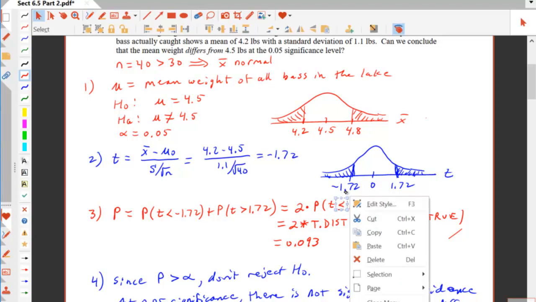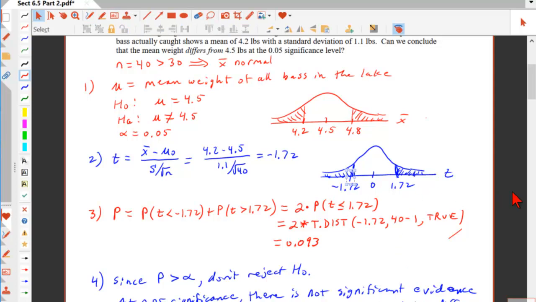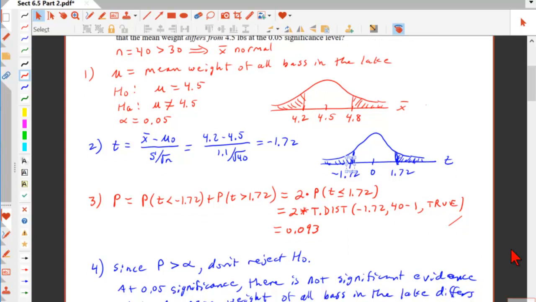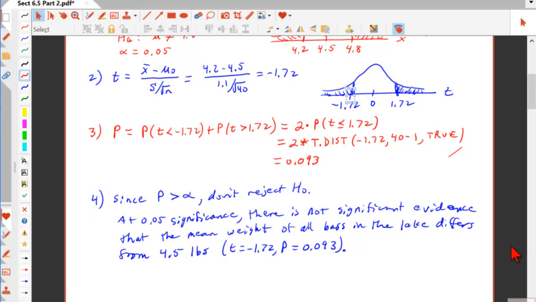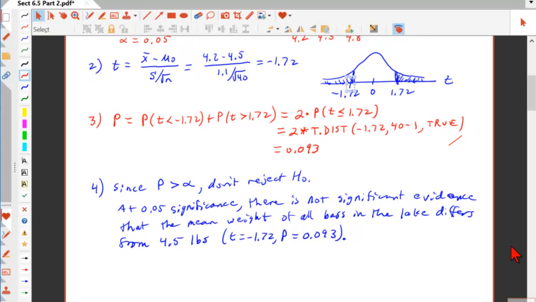Regarding the Excel command, T.DIST is the appropriate one. So here's my 2 times T.DIST of negative 1.72. And then the next thing that this command wants is the degrees of freedom, the sample size minus 1, 40 minus 1. And it's true that we're looking for an area, the cumulative. And Excel gives us that that is 0.093. So finally, I'm ready to make a decision.